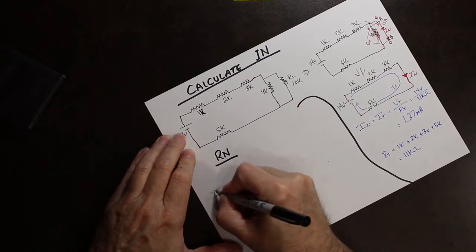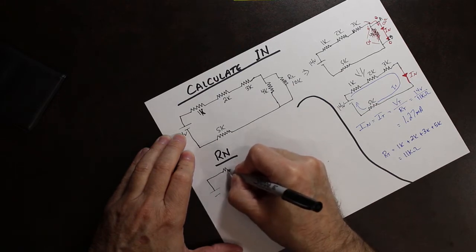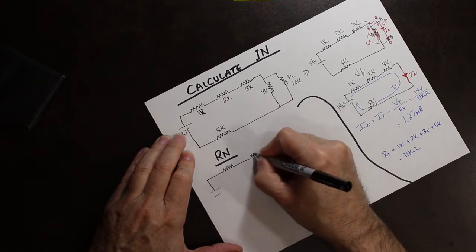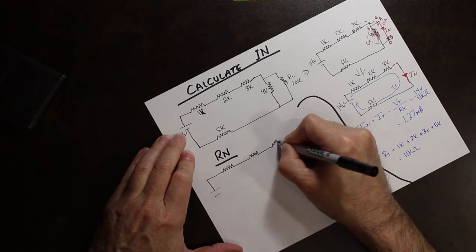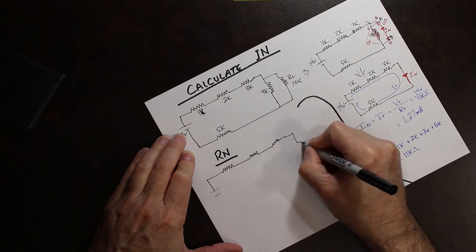So the procedure for calculating R Norton, first thing is remove the load.